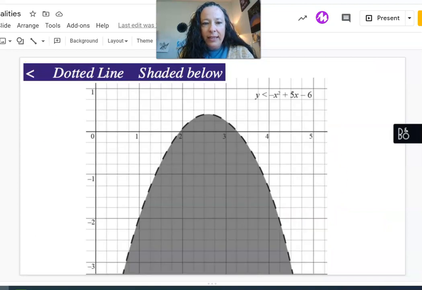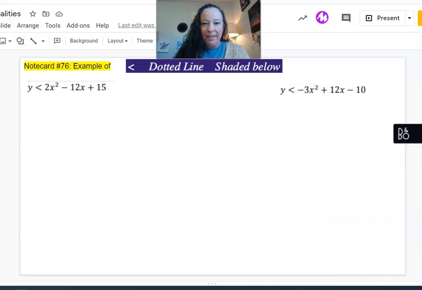And then look at this one. This one's a less than. It's dotted right here and it's shaded below. Okay, so here we are on to note card 76, where we are doing examples of a less than, which is going to be a dotted line and shaded below.